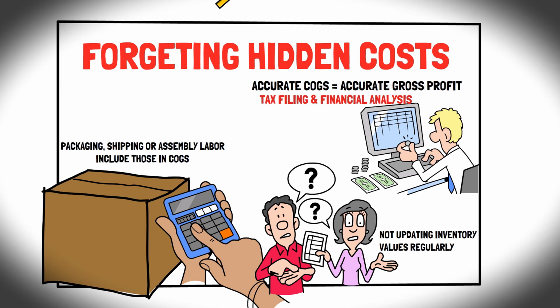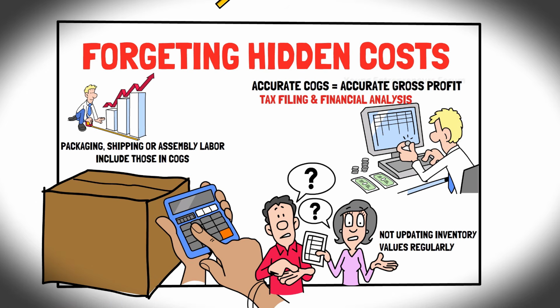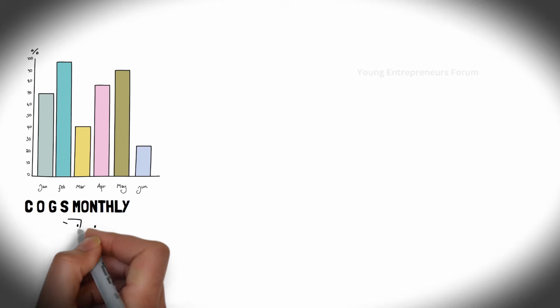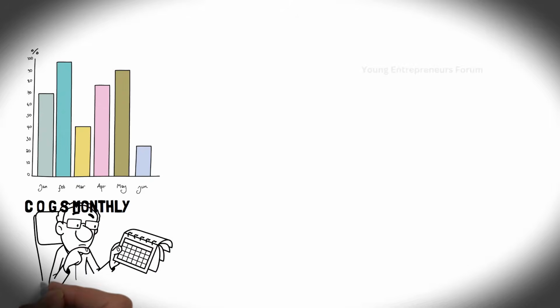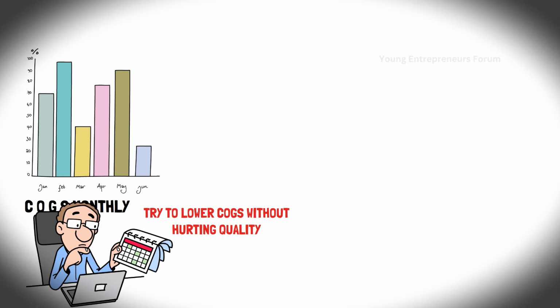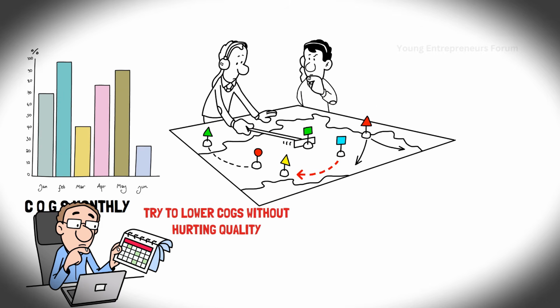Remember, every decision, from pricing to scaling, depends on knowing how much your product really costs to make or buy. When you track COGS monthly, you gain control over your profit engine. If your COGS percentage rises over time, it signals inefficiency or supplier issues. Smart entrepreneurs constantly work to lower COGS without hurting quality, by negotiating better rates, reducing waste, or improving production methods. This single number decides your survival in competitive markets.